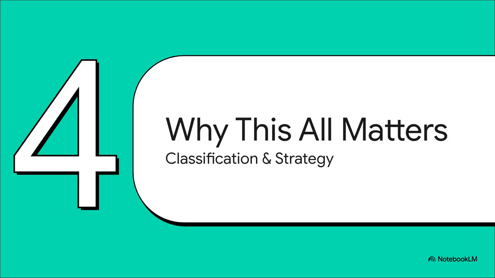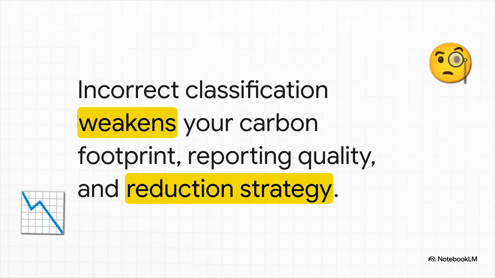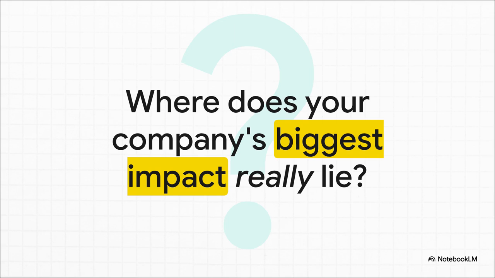So you might be thinking, okay, I get it, but why does it matter so much if I put something in the wrong bucket? Well, because getting these boundaries right isn't just some boring accounting exercise. It is the absolute foundation of any credible, effective climate strategy. Honestly, the stakes are pretty high. If you misclassify your emissions, you're looking at a flawed picture of your company's actual carbon footprint. That messes up your reporting, sure, but way more importantly, it could mean your entire reduction strategy is focused on the wrong things.